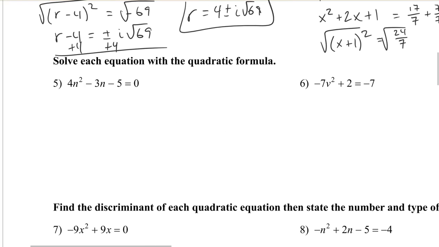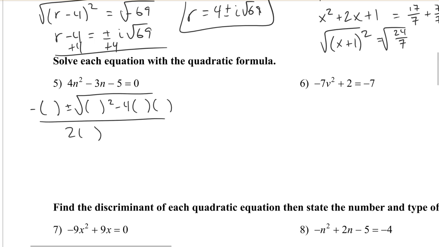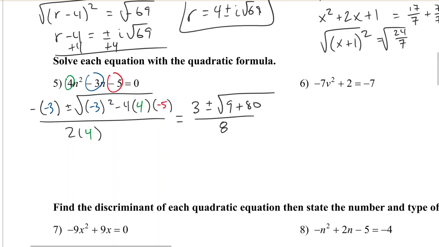Solve each equation with the quadratic formula. The opposite of b plus or minus the square root of b squared minus 4ac all over 2a. And we'll plug in negative 3 for b, 4 for a, and negative 5 for c. So we get 3 plus and minus the square root of 9, and negative 4 times 4 times negative 5 makes 80, over 8. So this simplifies to 3 plus and minus the square root of 89 over 8, and I can't simplify that.